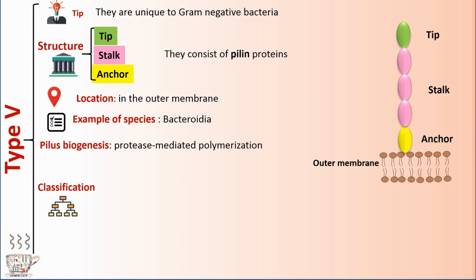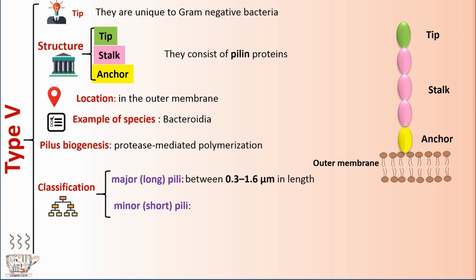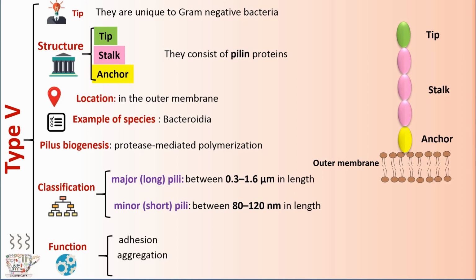They can be divided into two subgroups, major or long pili and minor or short pili. Major or long pili is between 0.3 to 1.6 micrometers in length, but minor or short pili is between 18 to 120 nanometers in length. They play a role in adhesion, aggregation, and biofilm formation.